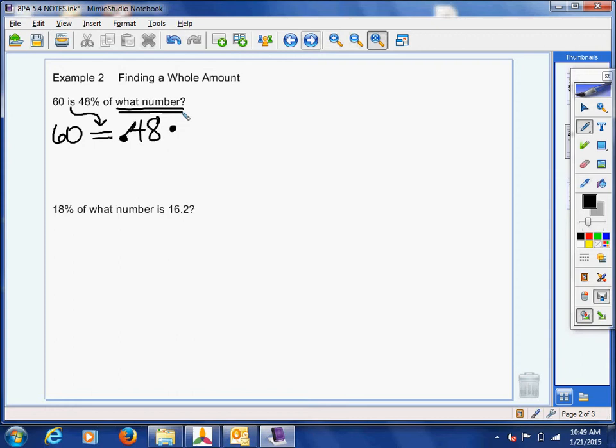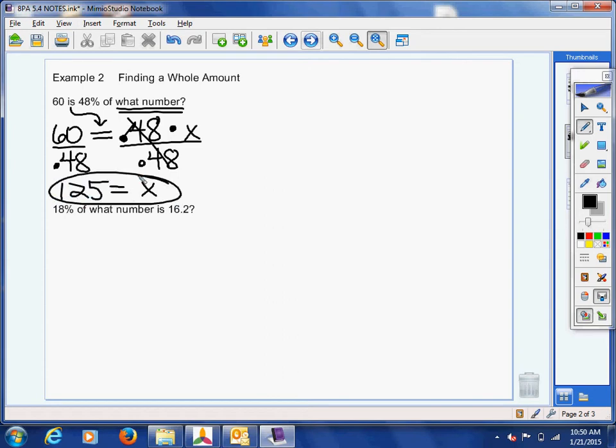What number? So they're asking you, that means they don't know, you don't know. What do you call something you don't know? Variable. Okay? So I need to figure out what that number is. So how do I get x by itself? Divide by 0.48. Do that to each side. Good job. And then all the math you have to do here is do what it says right here. 60 divided by 0.48. And what is my missing amount? 125 is my missing amount right here.